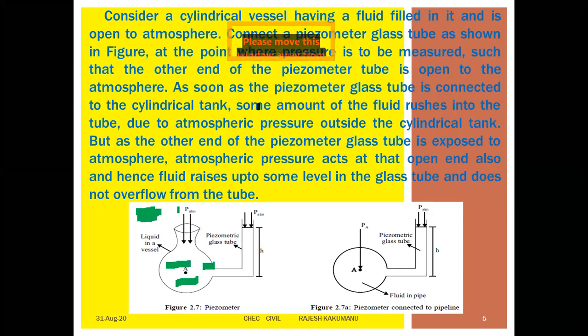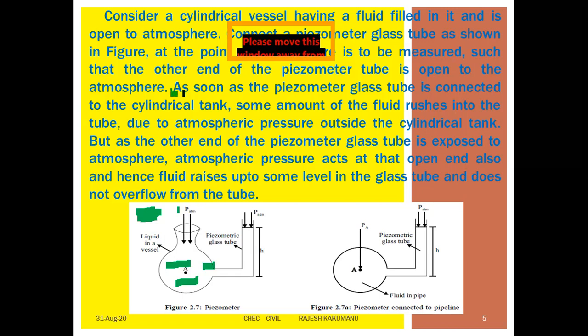Okay? So what is the other end? This is the piezometric device. This piezometric glass device is placed near the cylindrical vessel. Now the other end, wherever we want to check the pressure, we place it there, and the other end is open to the atmosphere, right? As soon as the piezometer glass tube is connected to the cylindrical tank, now see the next point.